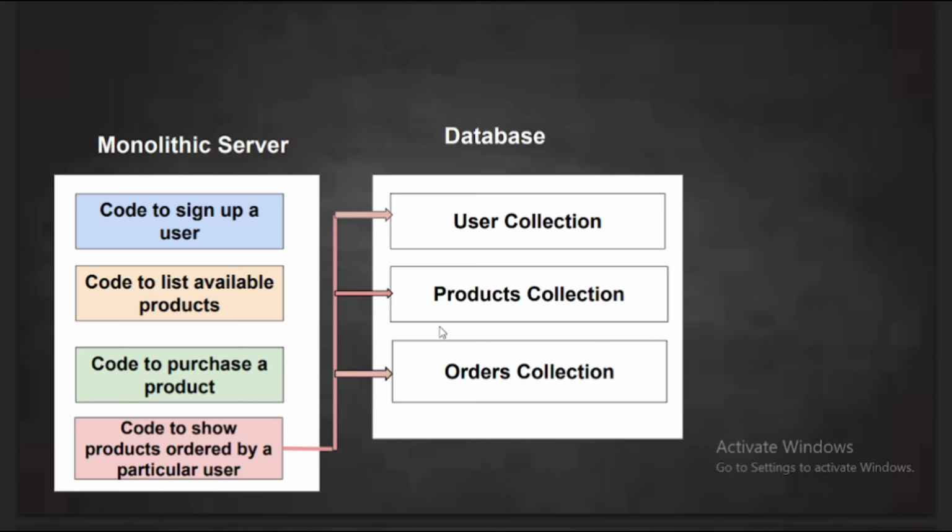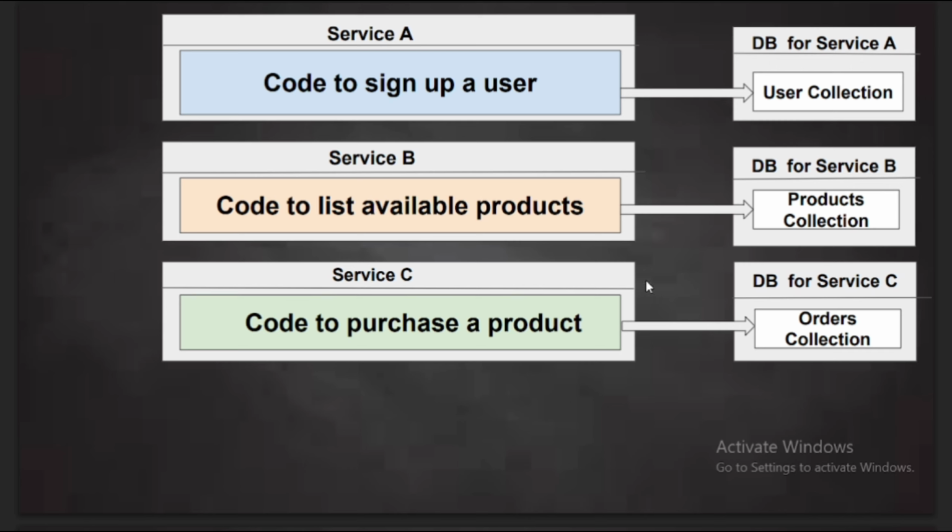Now take this entire idea of the simple e-commerce application but drop off that last feature. How would we go back to this scenario and split this monolithic server into three separate microservices? Well, it might look something like this. We have code to sign up a user with a database for service A, code to list available products with a product collection, and code to purchase a product with an orders collection. So every service has its own database.